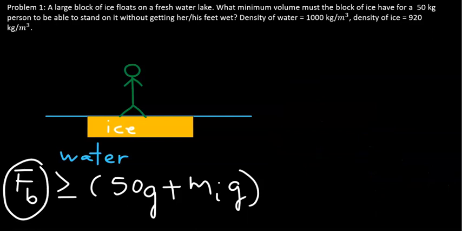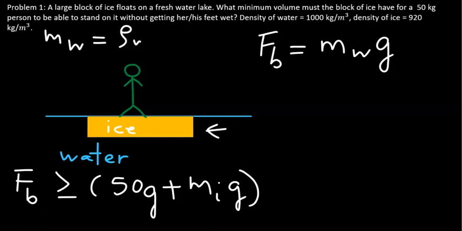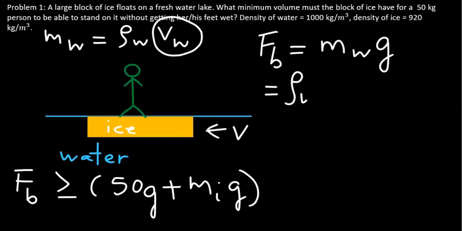Archimedes' principle states the buoyant force, in this case, equals the weight of the water displaced by that ice block. So the weight of the water displaced by this ice block. We know the mass of water equals the density of water times the volume of water, but in this case the volume of water displaced must be the same as the volume of the ice block itself. So we write the Archimedes principle here quite simply as density of water times the volume of, let's call it the ice block, V sub I, times gravity.